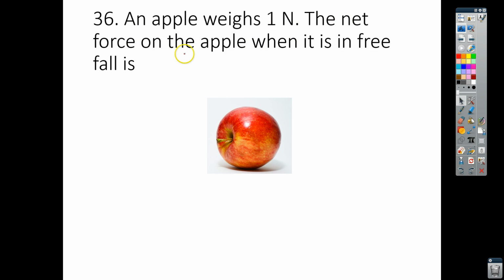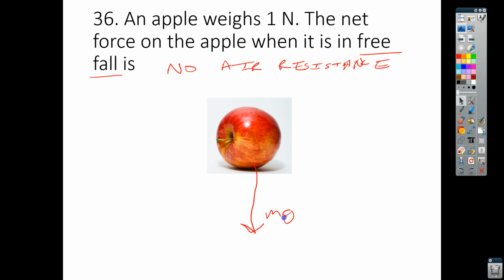Next one, an apple weighs 1 newton. The net force on the apple when it's in free fall is, we have to define free fall. Free fall means there is no air resistance. And because there's no air resistance, the only force acting on the apple is the apple's weight. So here your answer would just be 1 newton.